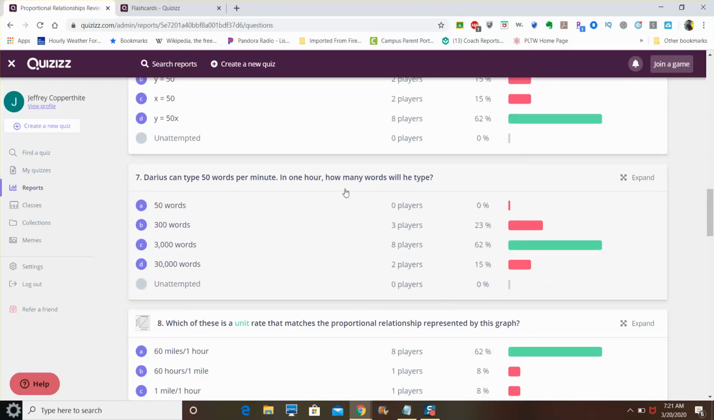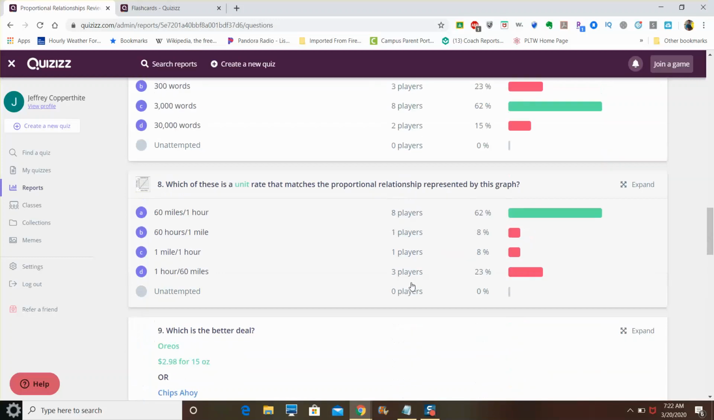50 words per minute, 1 hour, how many words can you type? If you said 300 words, that just means you forgot a 0, so it's 60 minutes, not 6 minutes. Or you did 6 times 5 and just added one 0 and forgot that 6 times 5 is actually 30 with its own 0. So you need to add 2 zeros to that, so that's why that works. And then 30,000 means you added one too many zeros with that.